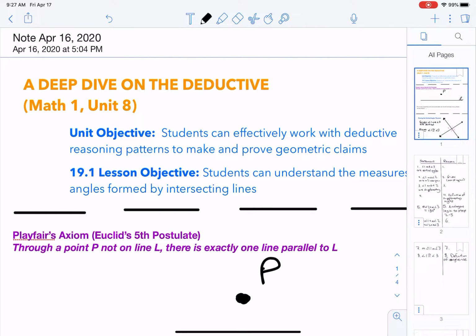Okay, Bridge 1 students, we're going to do a deep dive on the deductive today. That means deductive reasoning. And the reason I say that is that the old high school geometry class, about 5 years ago, was blown up and pushed mostly down into Math 2 and Math 1. And that old class was an interesting class.